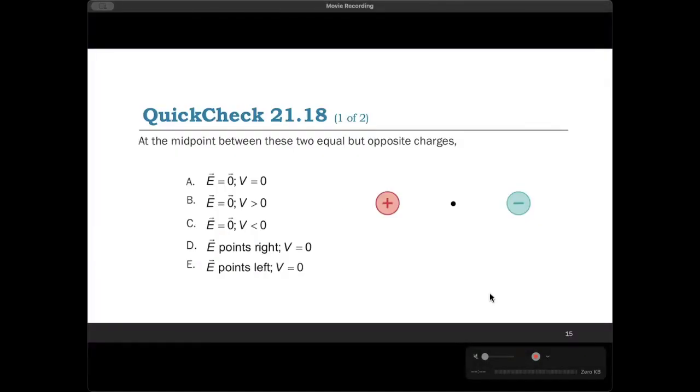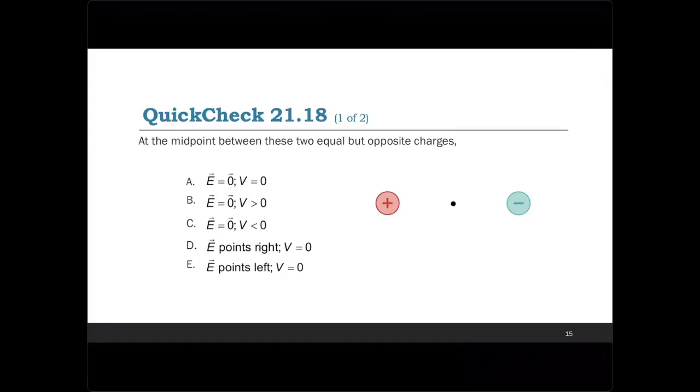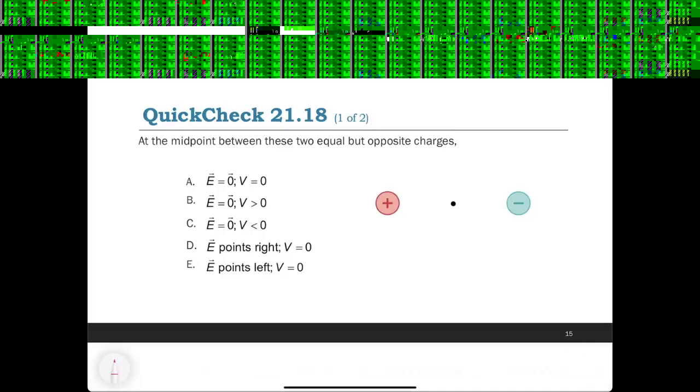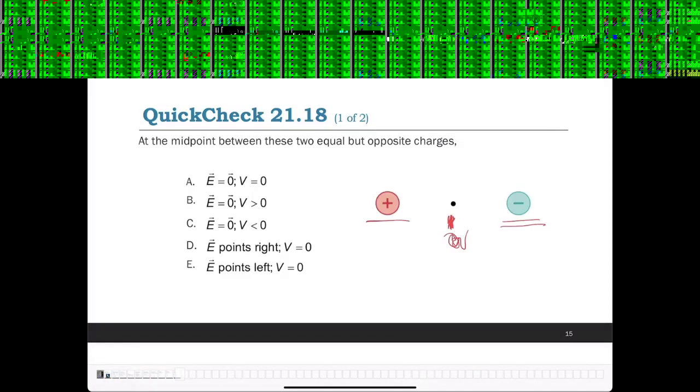Okay, let's check this question. At the middle point between these two equal but opposite charges, which one is right? Actually, we talked about this. For these two, there are two different charge sources, one positive and the other negative. And at this point, the voltage should be 0. Let me show you.